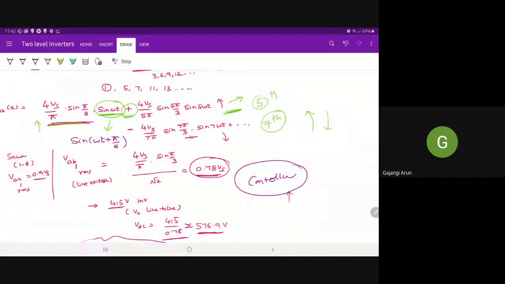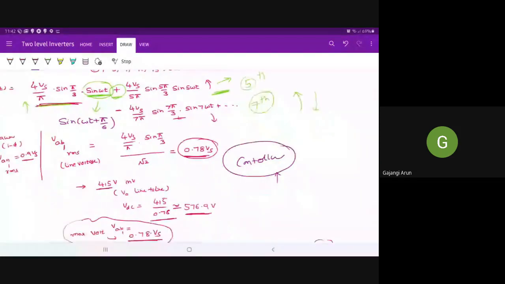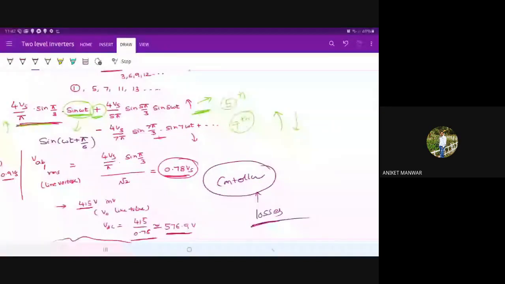If you have PWM, you have multiple on and off instances, so the losses also increase slightly. We have two different losses in any circuit: conduction loss and switching losses. When the device is conducting, it has some loss. When the device transitions from on state to off state and off state to on state, that is switching loss. So the switching losses will increase, because in PWM you have frequent on and off, and in that case losses will occur.